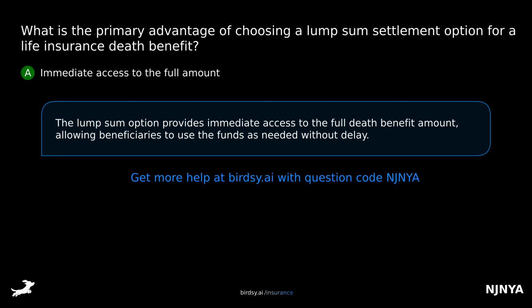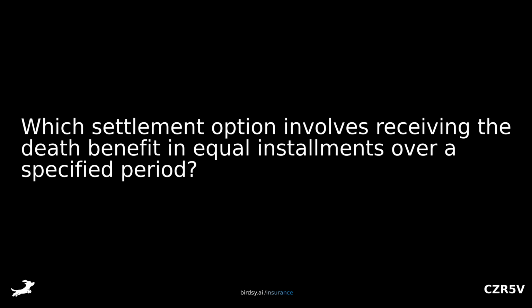The lump sum option provides immediate access to the full death benefit amount, allowing beneficiaries to use the funds as needed without delay. Which settlement option involves receiving the death benefit in equal installments over a specified period?